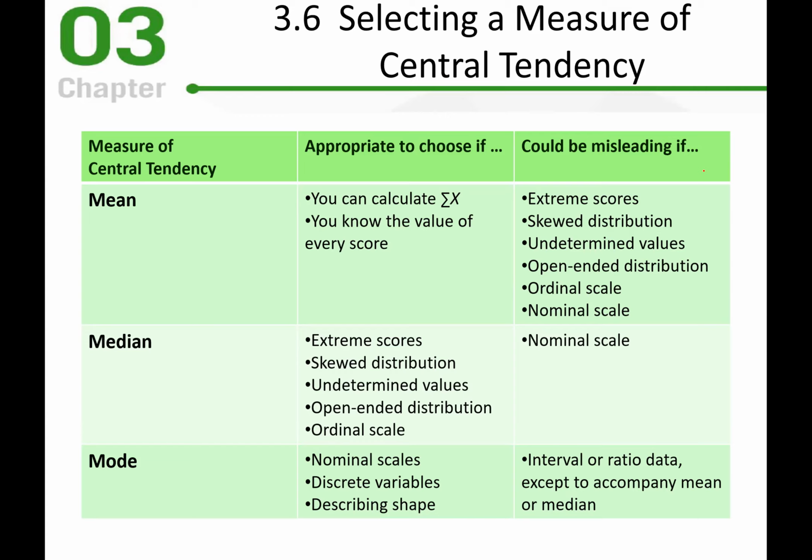If you don't have a score for that 4th child, you can't calculate the sum of those scores, which is a part of the formula for calculating the mean. So with undetermined values, it would be misleading if you just took the times for the other 3 children, because you're missing one other person. So that's not a good idea, and it could be misleading to use the mean in that kind of scenario.